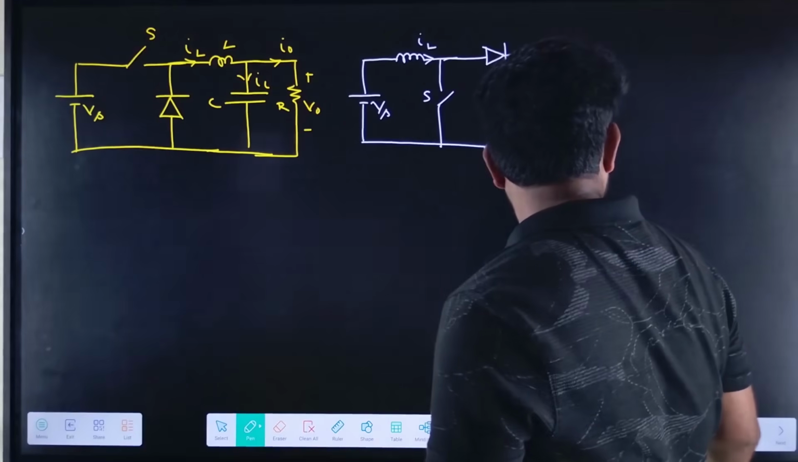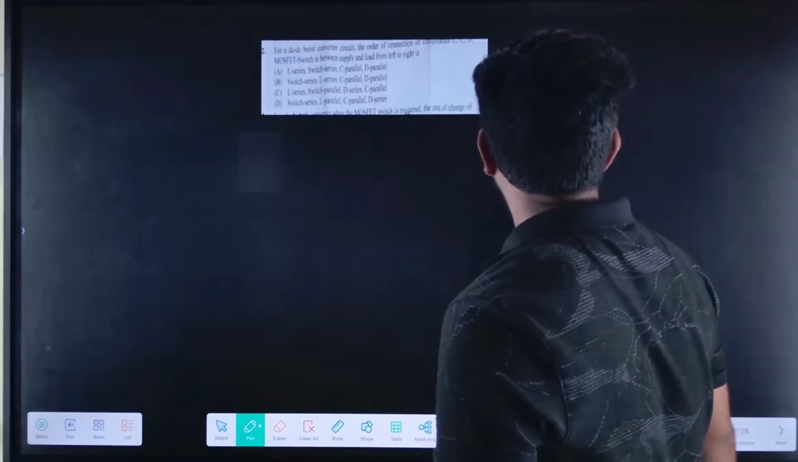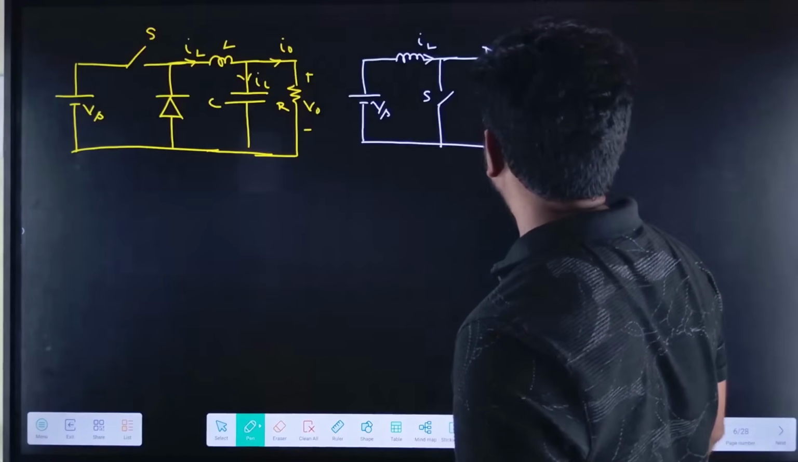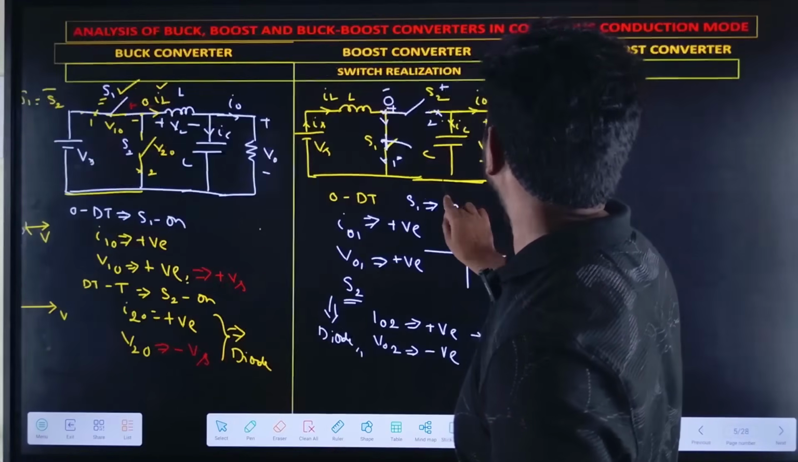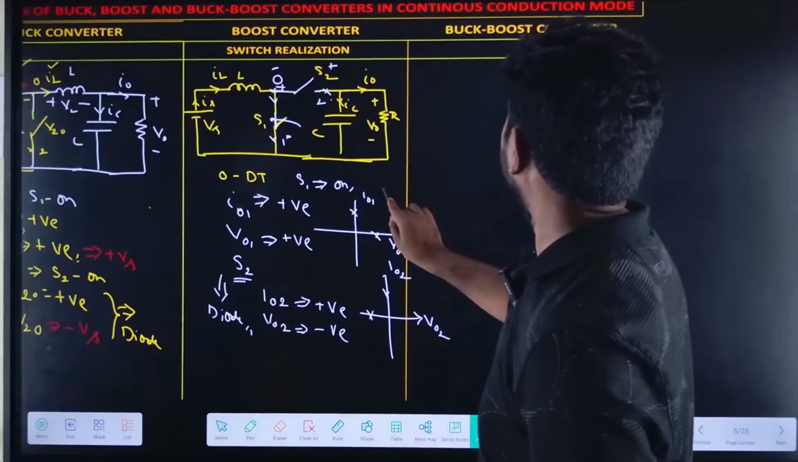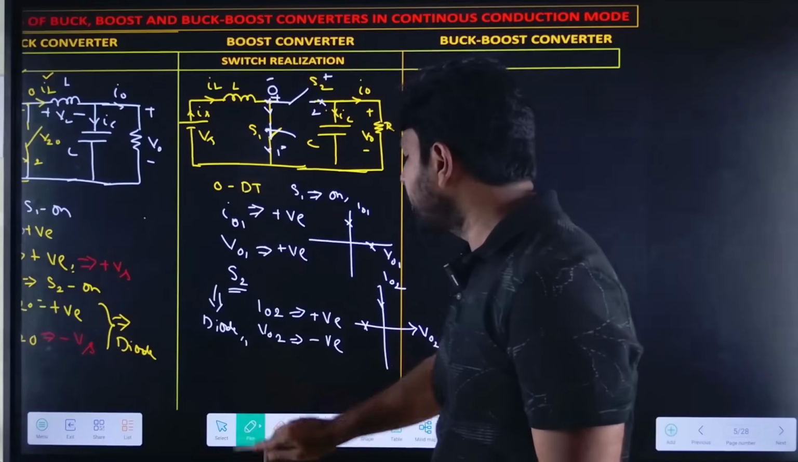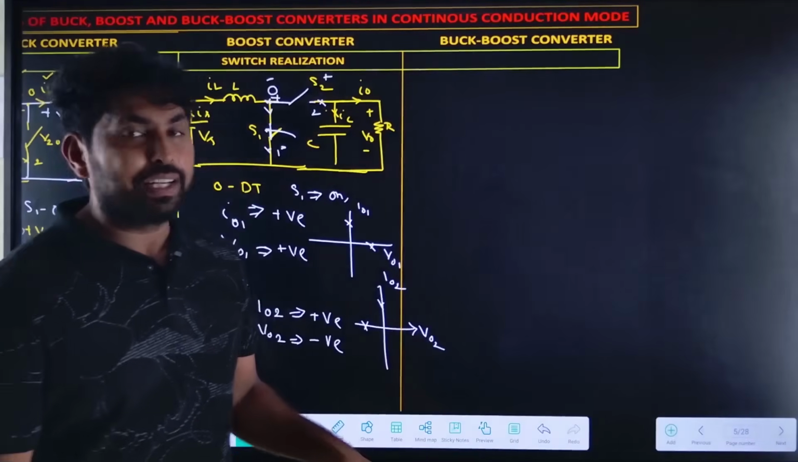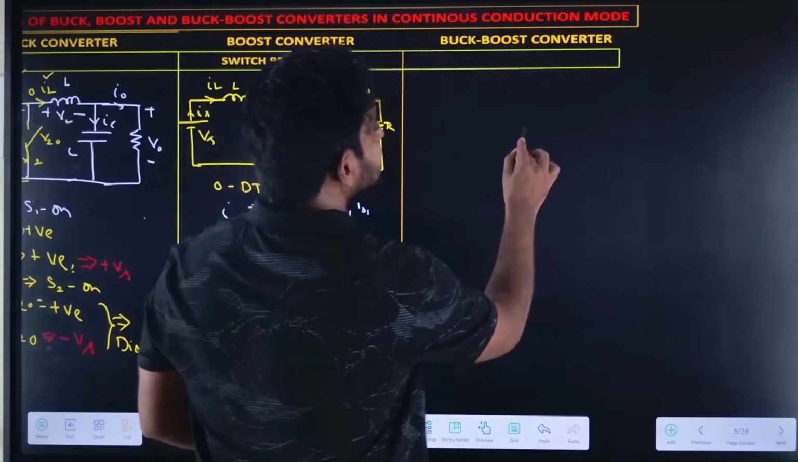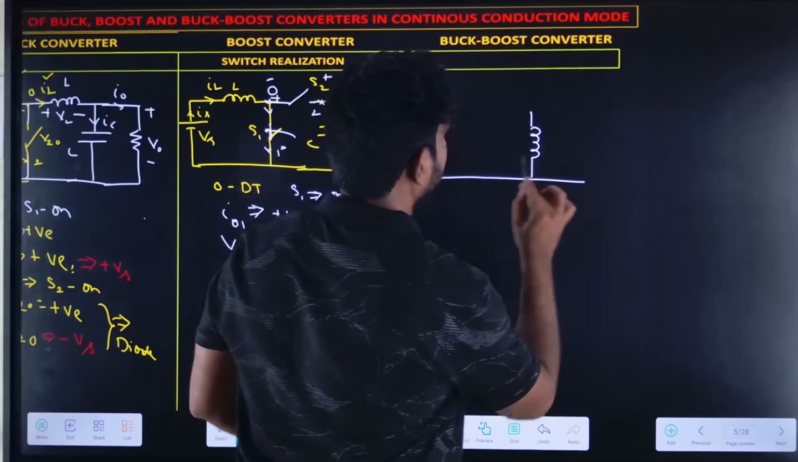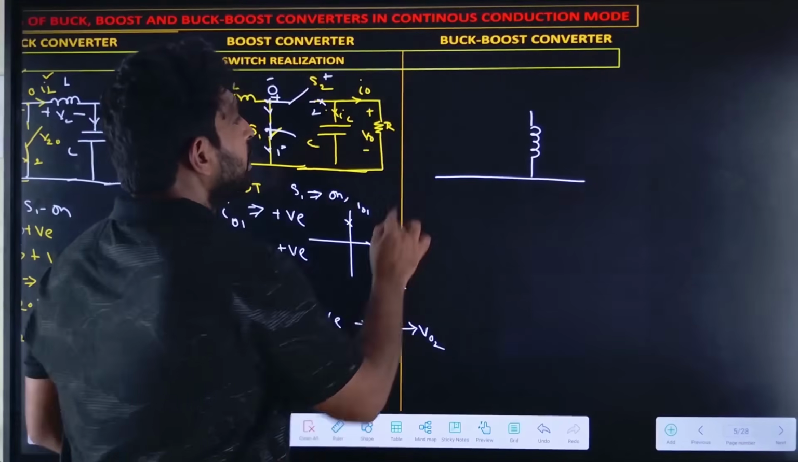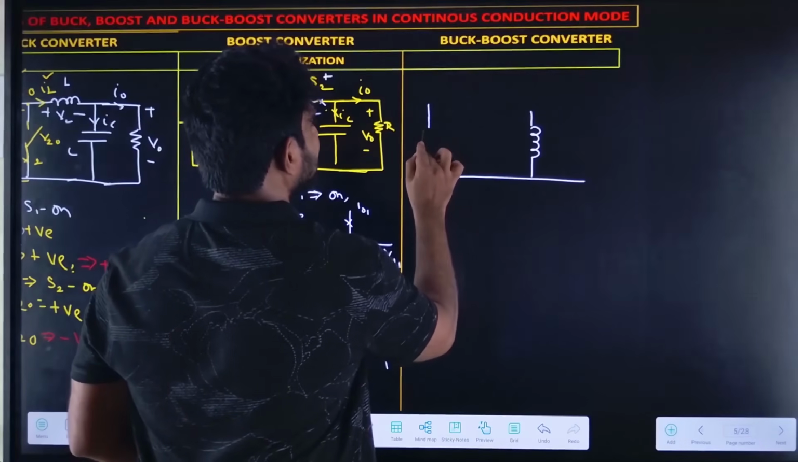Now let us see the next one, the buck boost converter. How would the buck boost converter be? In the buck boost converter, the inductance is in between the source and load. So the switch S1 is in here.